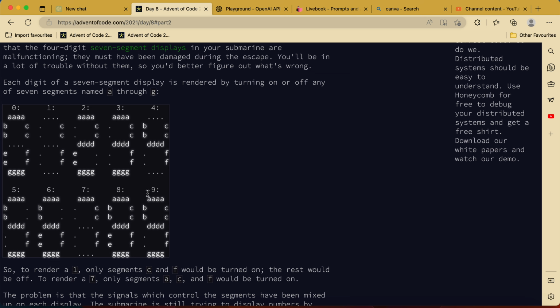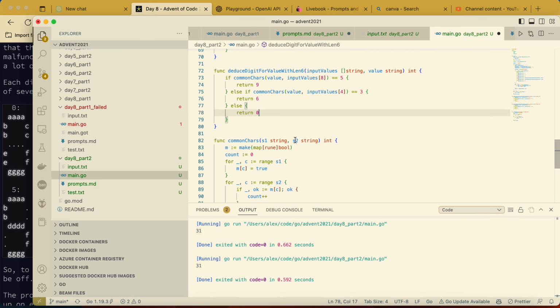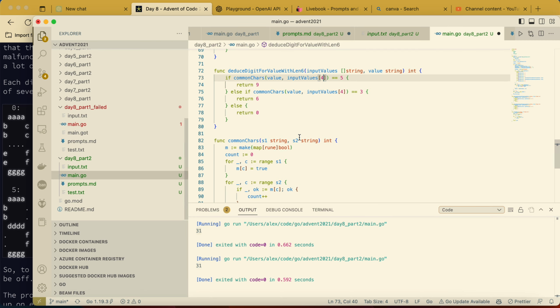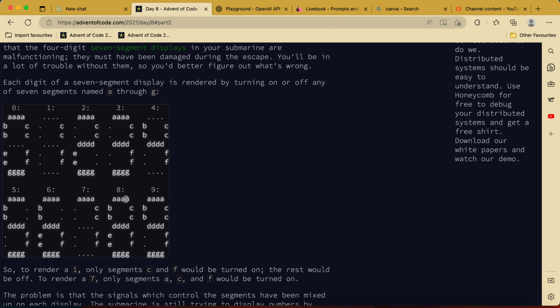Zero. Can we say something for 9? Yeah. 0 and 6, they don't match completely 4. 9 matches completely 4, which means it has 4 common characters with 4. How can we distinguish if 0 or 6?